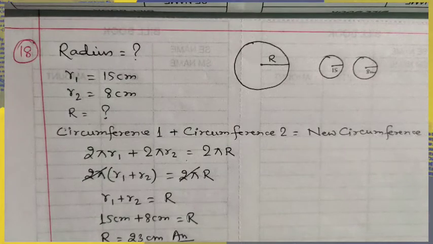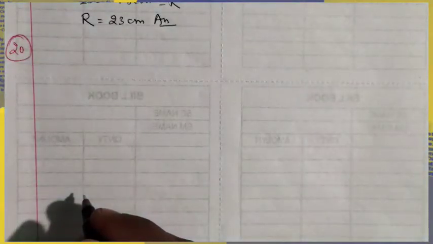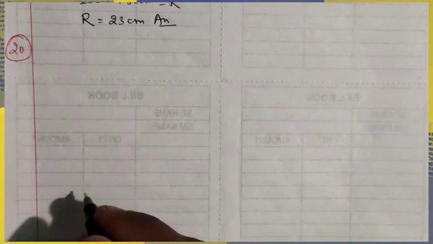Now we will be solving question number 20. Let us try to understand question number 20. Question number 20 is saying the circumference of a circle is 8 times the circumference of circle with radius 12 centimeter. It means question is talking about two circles, one circle.